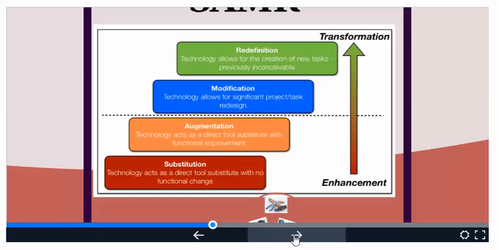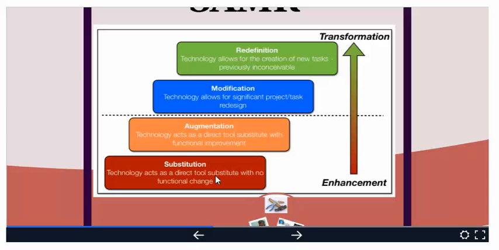It allows us to think differently and perform new tasks. There are 4 different levels and 2 sections. The 2 sections are the enhancement and the transformation. In the enhancement level, you have substitution. This is where technology acts as a direct tool substitute with no functional change.